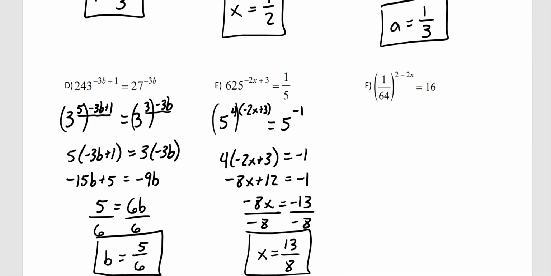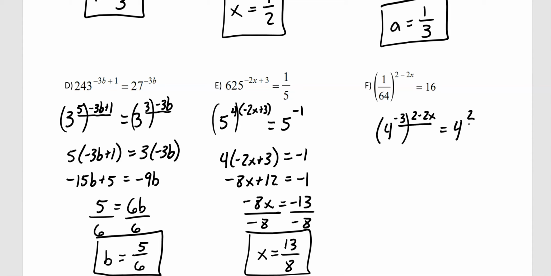1 over 64 to the 2 minus 2x equals 16. Well, there's actually a couple bases that work here. It could be 2. This is 2 to the 4th, 2 to the 6th, or it could be 4. And that's going to be the one I use here. This would be 4 to the negative 3rd, 1 over 64, to the 2 minus 2x equals 4 squared, 16.